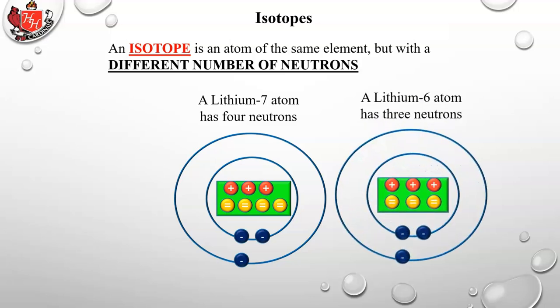This is a lithium-6 atom. So lithium must have 3 protons to be lithium. That's what defines it as lithium. But this second lithium atom has only 3 neutrons. So different atoms can have different numbers of neutrons.